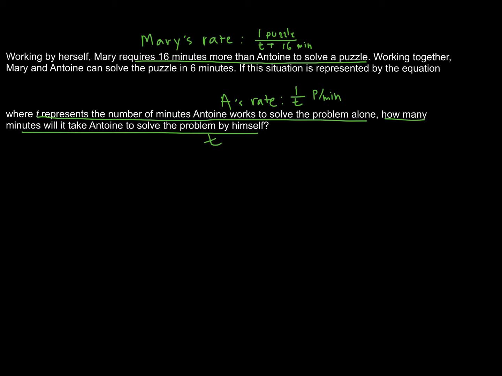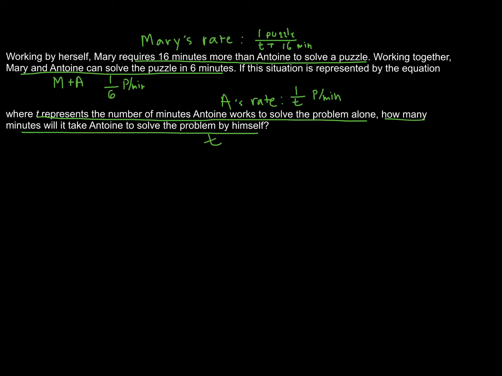All right, the next piece of information that I'm given is their combined rate. Right? Together, they can solve a puzzle in 6 minutes. So I'm going to label that there as 1/6 puzzles per minute, and that is their rate combined. Now I'm ready to go ahead and write my equation.